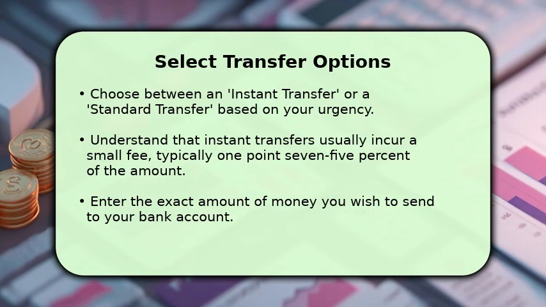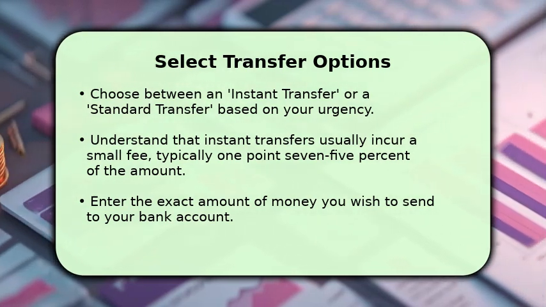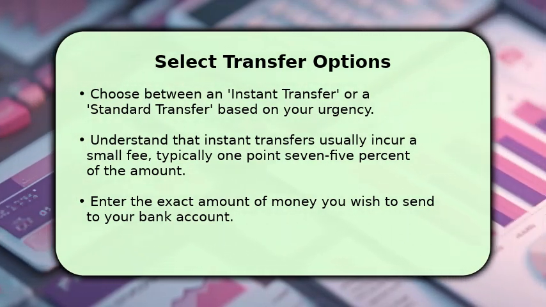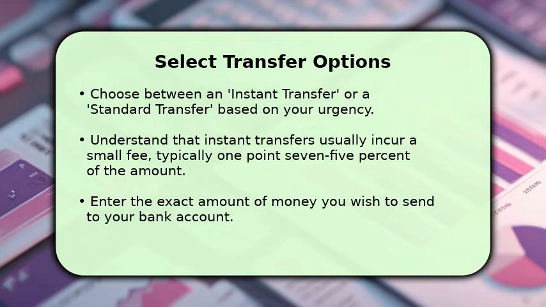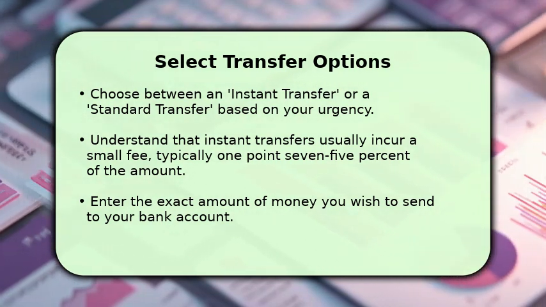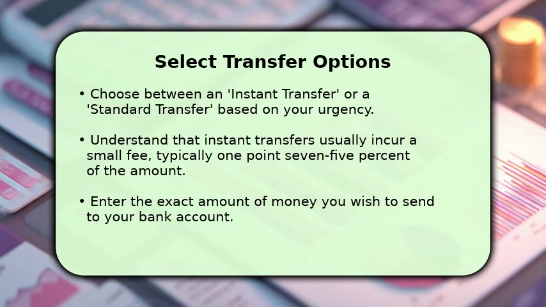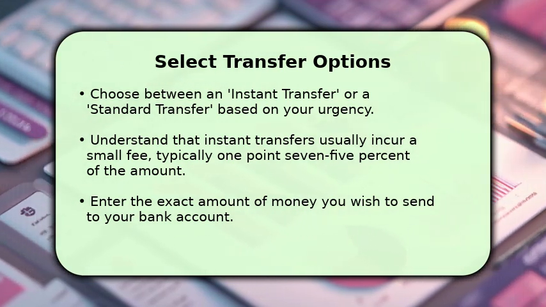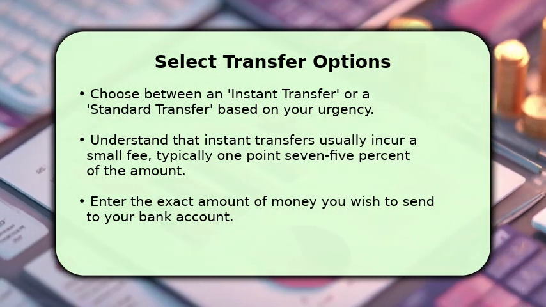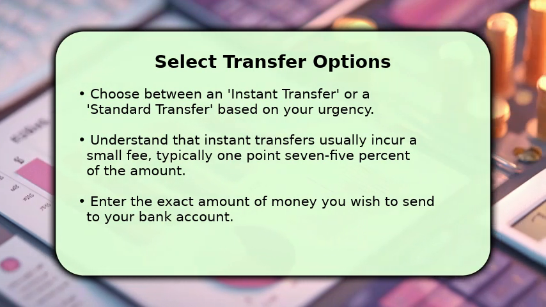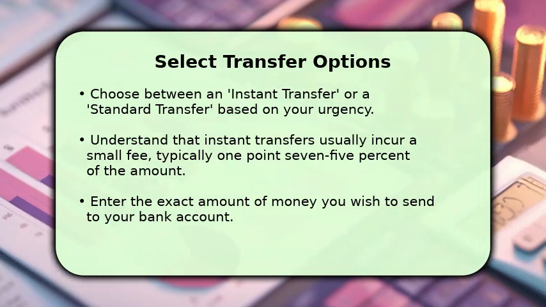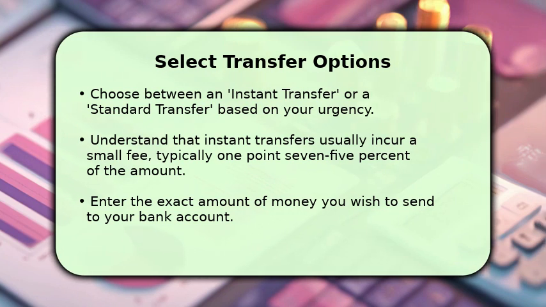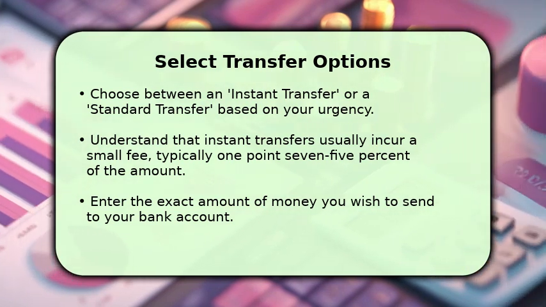Next, you will choose your transfer method. You have two main options: instant transfer for quick access or standard transfer, which takes a few business days. Be aware that instant transfers usually involve a small fee, commonly 1.75% of the total amount you're sending. Carefully enter the precise amount you want to move from your PayPal balance to your chosen bank account.